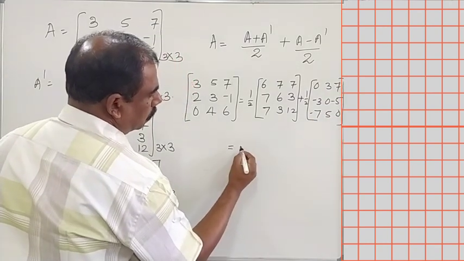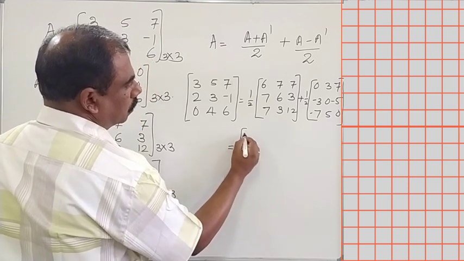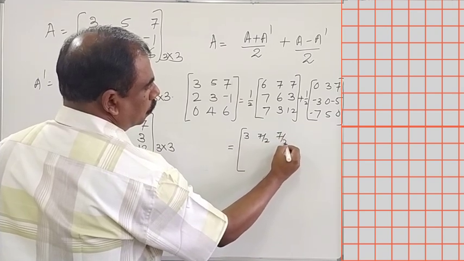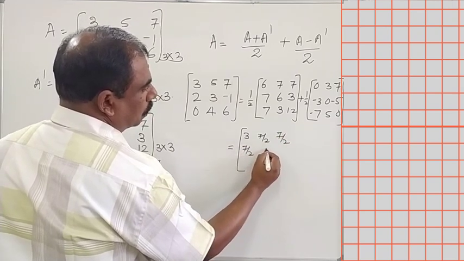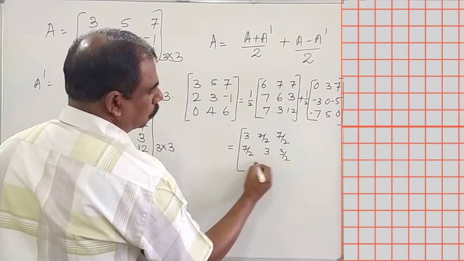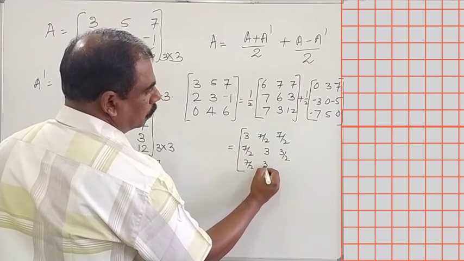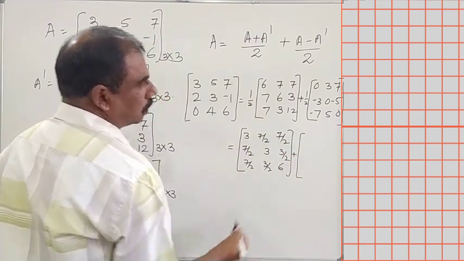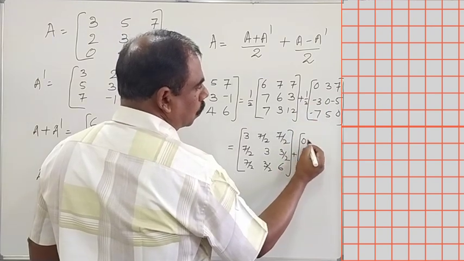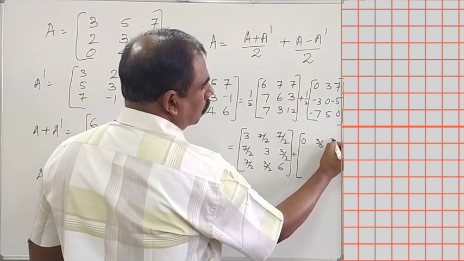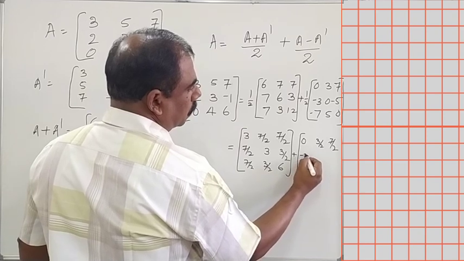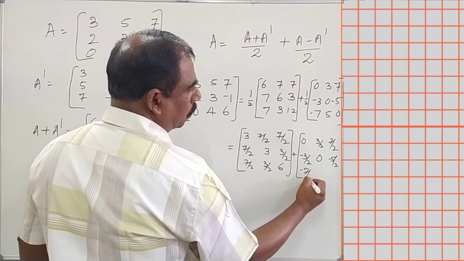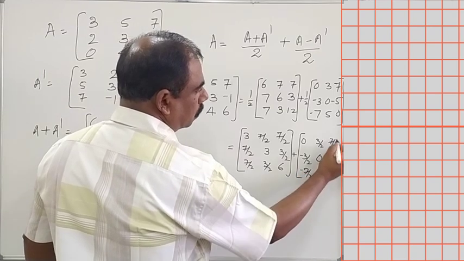On simplifying, we get the matrix 6 by 2, that is 3, 7 by 2, 7 by 2, 7 by 2, 3, 3 by 2, 7 by 2, 3 by 2 and 6, plus the second part, that is 0 by 2, it is 0, 3 by 2, 7 by 2, minus 3 by 2, 0, minus 5 by 2, minus 7 by 2, 5 by 2 and 0.